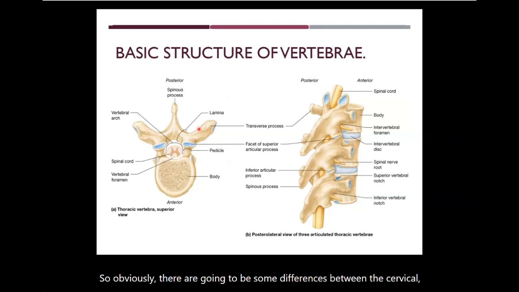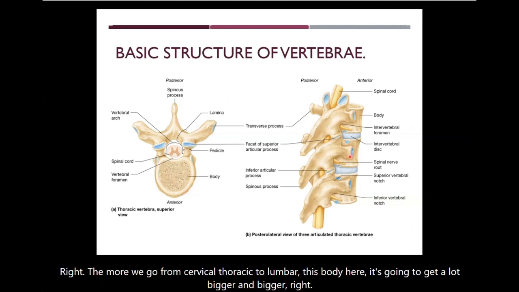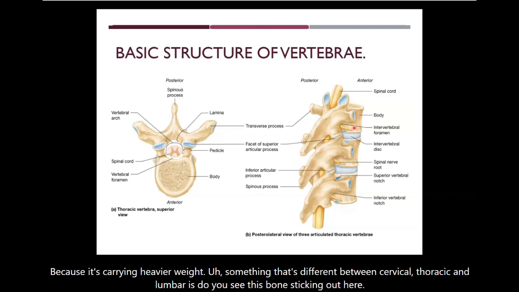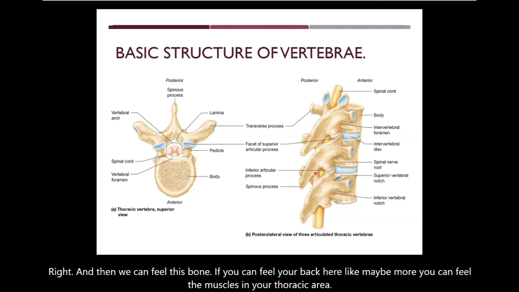Okay, so now let's learn what a typical vertebra looks like. Obviously there are going to be some differences between the cervical, thoracic, and lumbar vertebra, but they're also going to have some similarities, okay? One of the differences, as we talked about, is the body. The more we go from cervical, thoracic to lumbar, this body is going to get thicker and bigger, right? Because it's carrying heavier weight. Something else that's different is, do you see this bone sticking out here, right? And we can feel this bone.